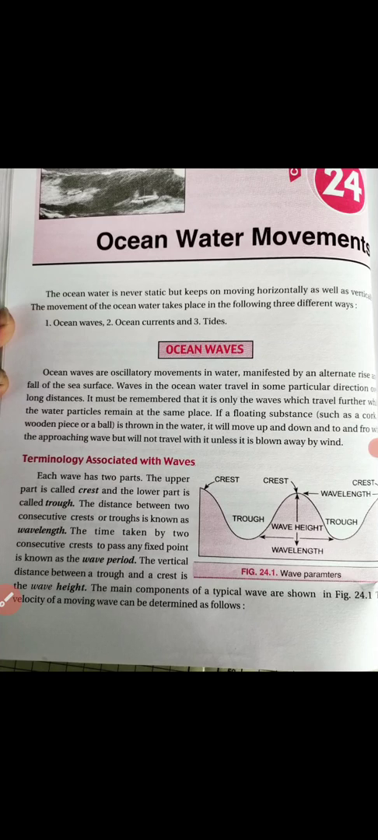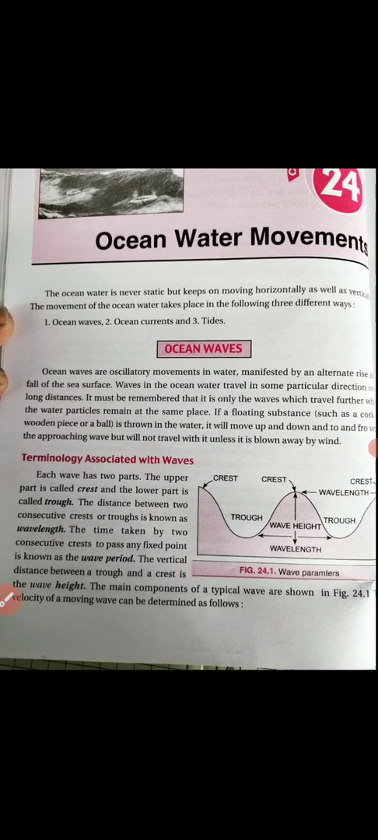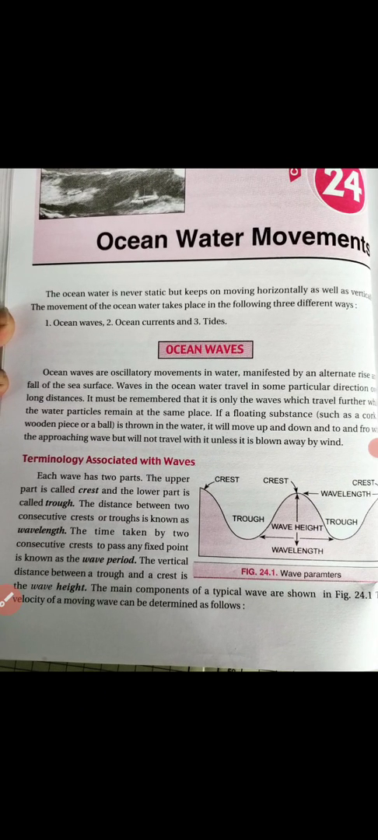Ocean waves, first of all. Waves are oscillatory movement in water. Oscillatory means it goes to one place and comes back to the original position. It starts from the original position, goes to point A, comes back to point B, and then comes back to the original position. That is oscillatory movement, manifested by alternate rise and fall of the sea surface. So waves are basically the alternate rise and fall of the sea surface.